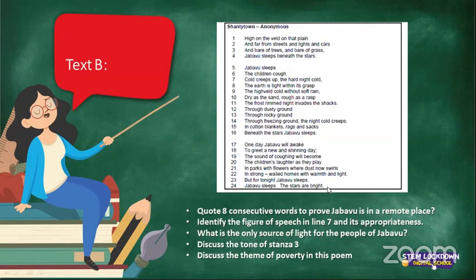Okay, guys. The first question is, quote 8 consecutive words to prove Jabavu is in a remote place, right? So the 8 consecutive words would be, and far from streets and lights and cars, right? So that tells us already that it's in a remote place. The other thing is identify the figure of speech in line 7 and its appropriateness. So that would be personification, how they use coldness to imply human, how the cold is a non-living thing, but is given a human quality to imply that cold comes unexpectedly. Because cold can't just come unexpectedly. It's not a person. Okay, so what is the only source of light that the people of Jabavu have? That is stars.